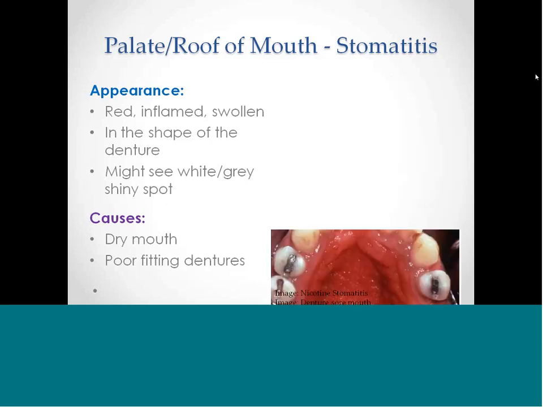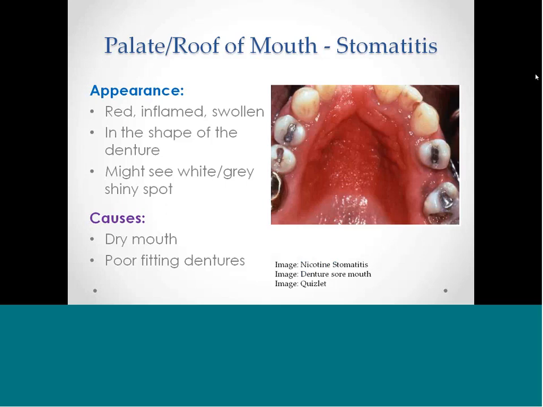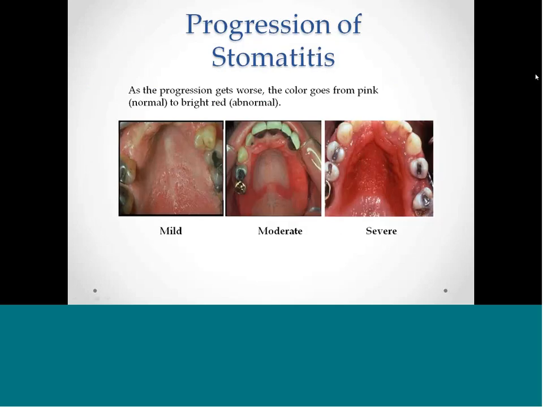Image 3 is an example of severe stomatitis. This picture shows a lot of inflammation, and all of the tissues on the palate are red or a variation of red. Here we see the progression of stomatitis.